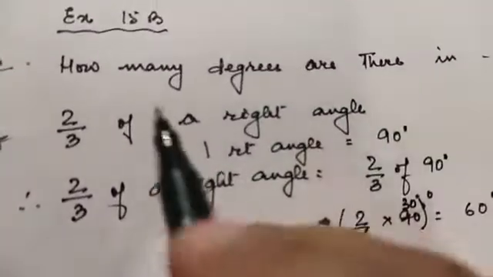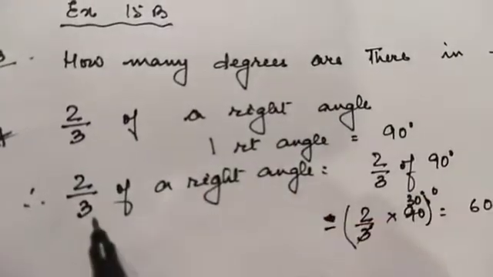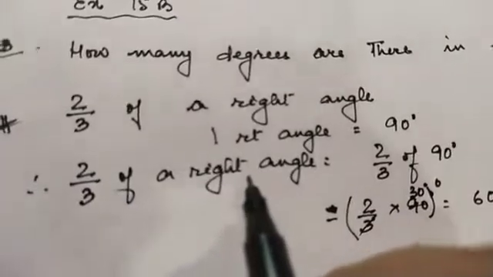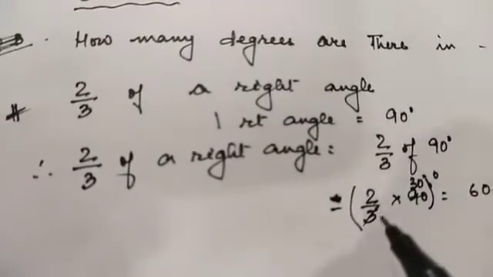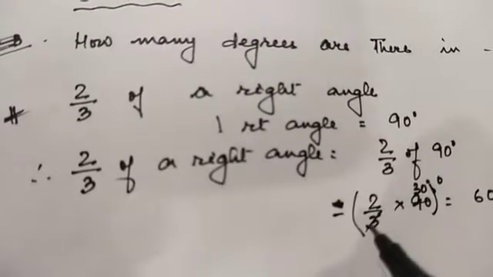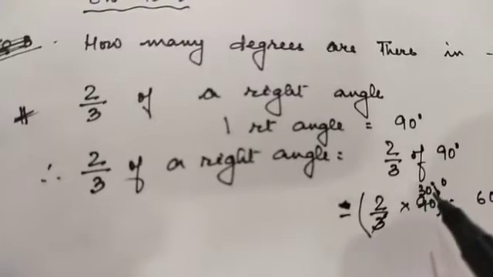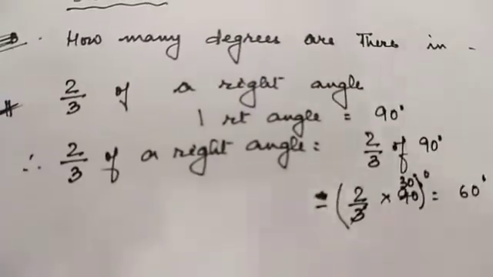How many degrees are there in 2/3 of a right angle? One right angle is 90 degree. So 2/3 of a right angle is equal to 2 by 3 of 90 degree, that is 2 by 3 into 90 degree. 90 is cancelled by 3, that is 30 degree. So 2 into 30 is 60 degree.